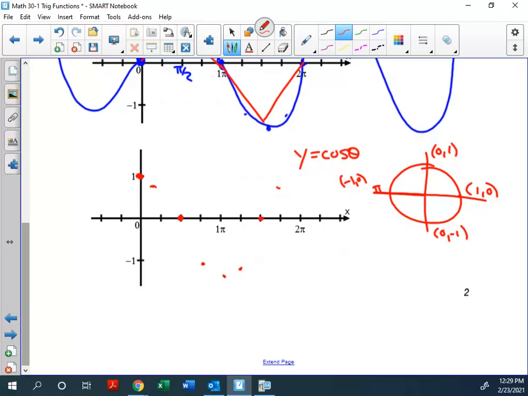Pi over 4 and 1. Sorry, 0.7. So cosine starts high, goes down low, and comes back up. And again, just like sine, this can keep going and going.